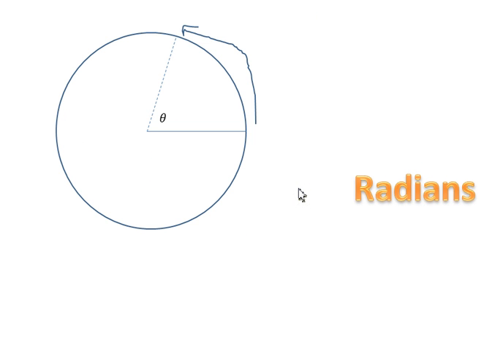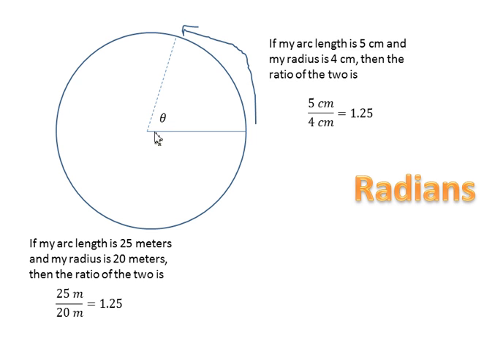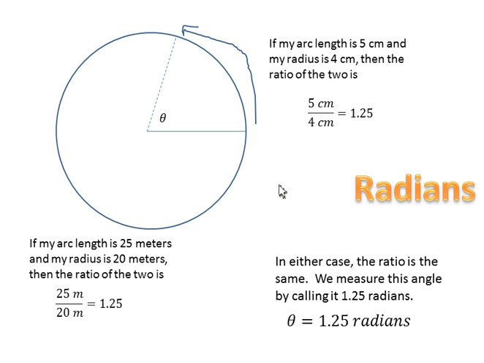Okay, so let's talk about radians. We're going to need to talk about this arc length right here, so we can talk about our measure of our angle theta. If my arc length was 5 centimeters and my radius was 4, then the ratio of the two would be 1.25. If my arc length was 25 meters and my radius was 20 meters, the ratio would be 1.25. In either case this ratio was the same, so we're going to measure this angle theta and just call it 1.25 radians.